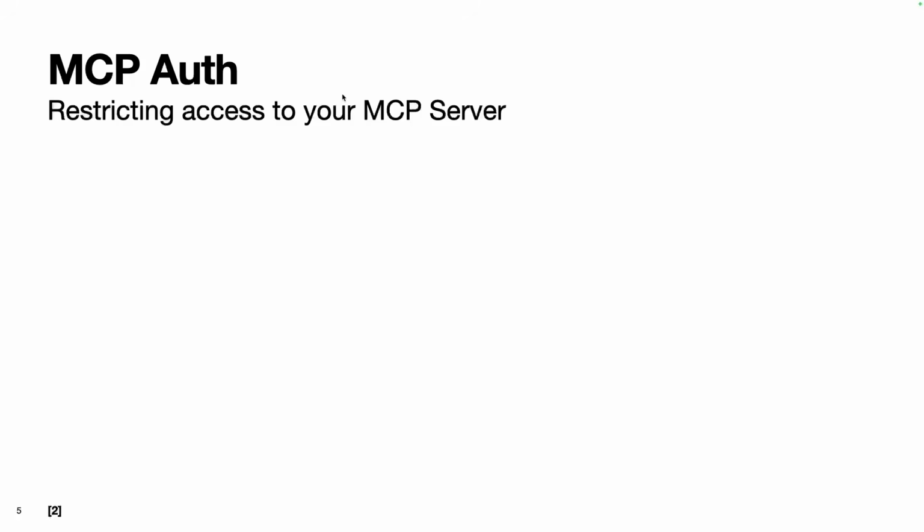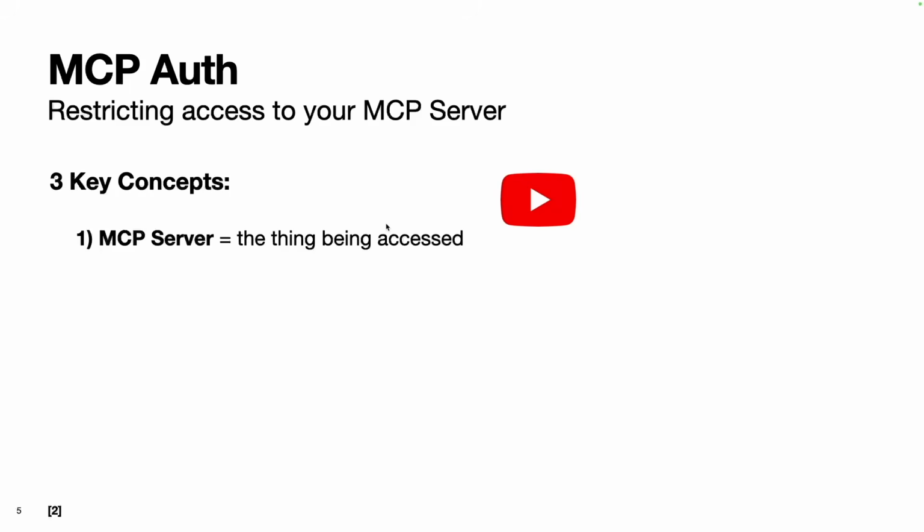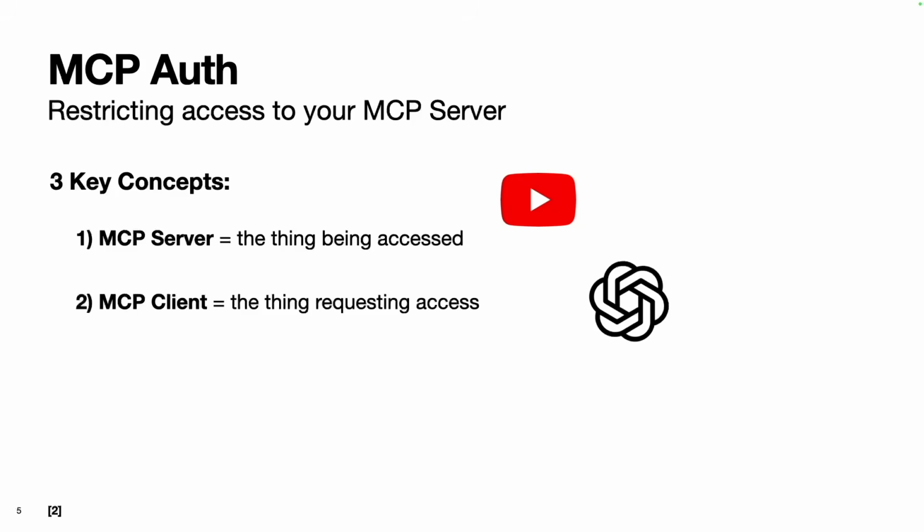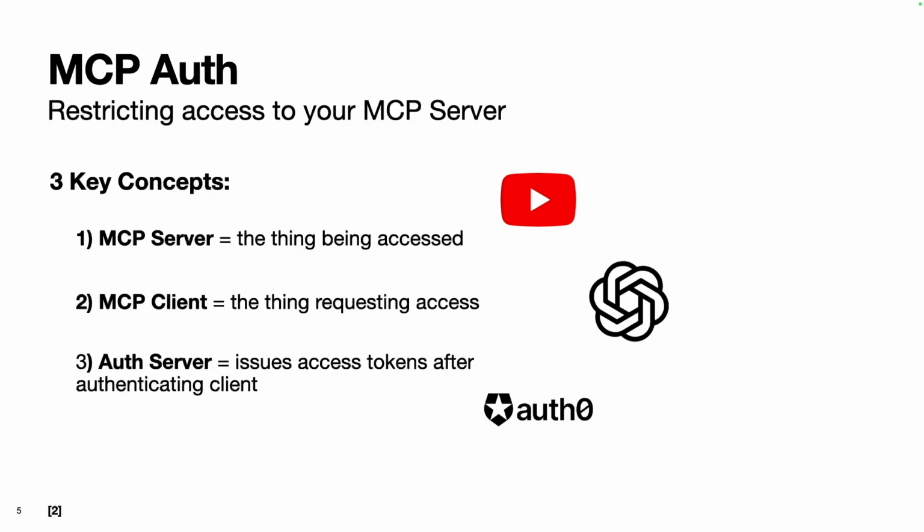So to restrict access to your MCP server running on the internet, there are three key concepts we need to know. The first is the MCP server, which is what we've already talked about. So this is the thing being accessed. This could be something like a YouTube MCP server. The next concept is the MCP client, which we've talked about as well. This is the thing requesting access to the MCP server. So this could be something like ChatGPT. But what we haven't talked about is this third concept of an authentication server. This is a third component which is responsible for issuing access tokens after authenticating the client.